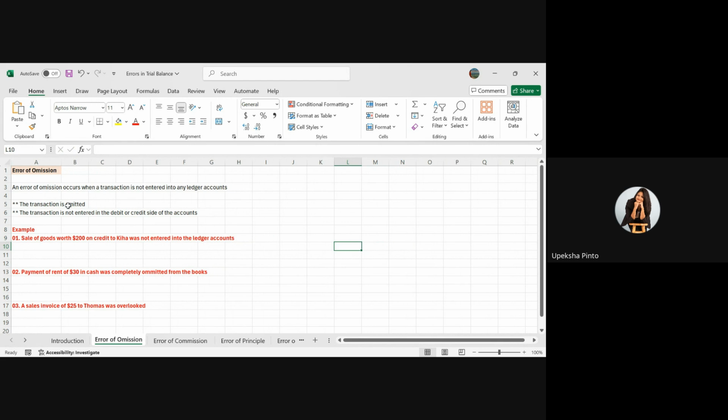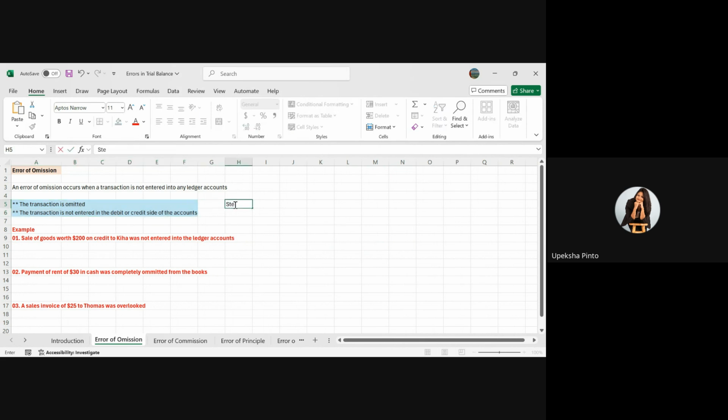So how do you correct it? By recording a fresh double entry. Just read the question and write the double entry, that's it. Nothing hard to think of. Omitting means you have simply forgotten the entire thing. As you see here, the transaction is not entered in the debit or credit side of the account. It's completely forgotten, so you are supposed to record the fresh double entry.